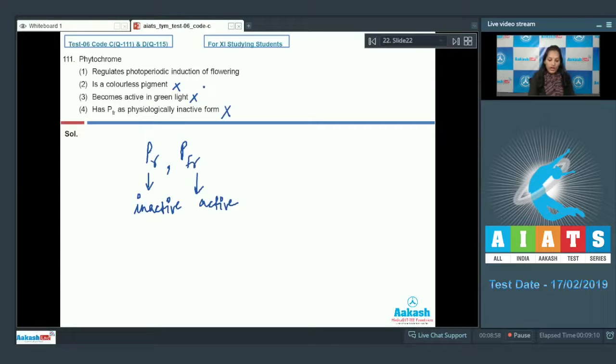See the first option now. Phytochrome regulates photoperiodic induction of flowering. Yes, it regulates important responses in the plant such as photoperiodic induction of flowering. So this is correct. So the correct option for the given question is option number 1. Let's see the next question.